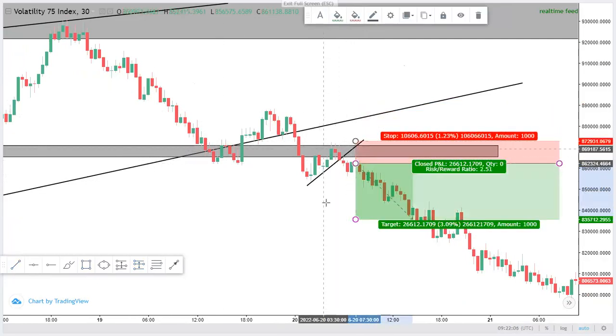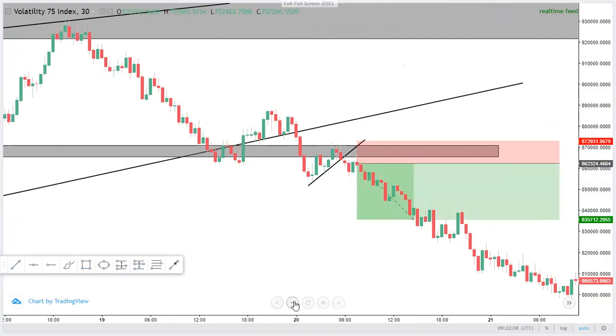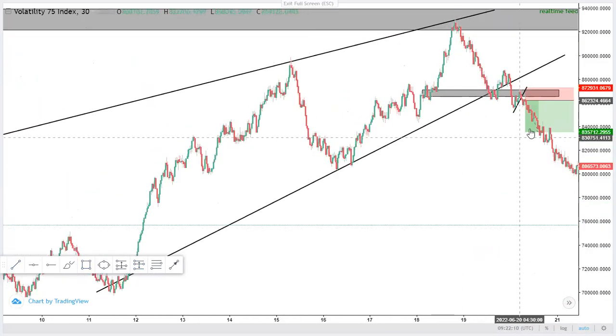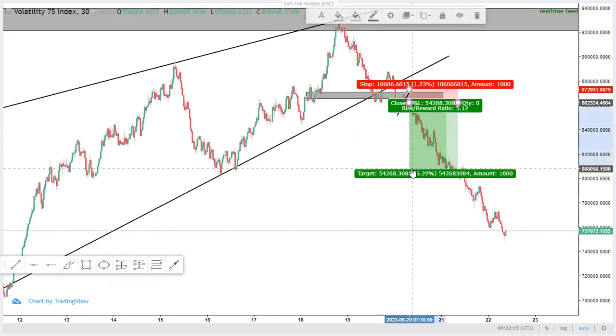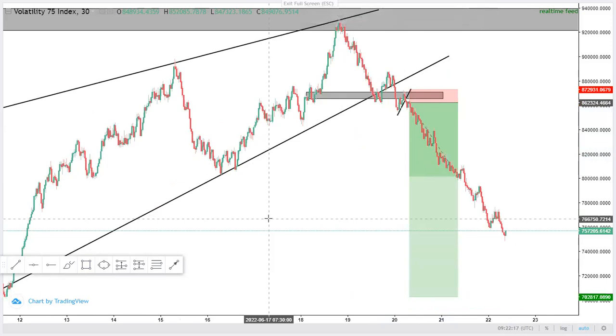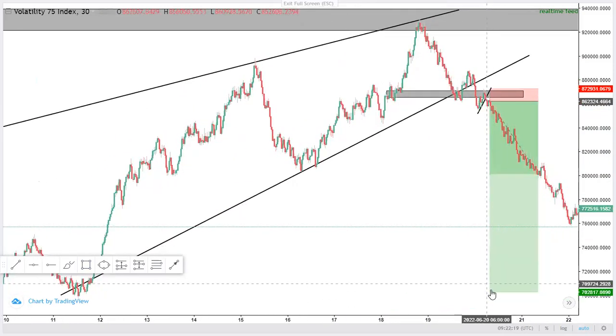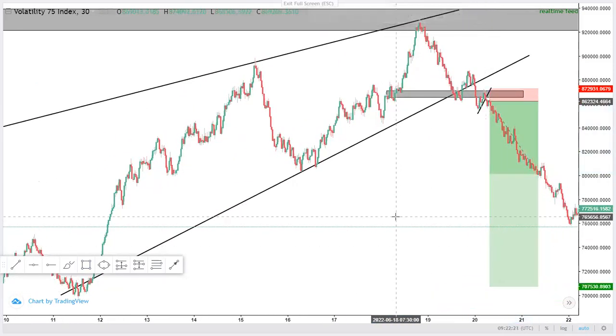Your stop loss high above there, and you could have ridden the market all the way down. Your first take profit target should be here, and your last take profit target should be at the daily support level. So that's that for the VIX 75 index, guys.